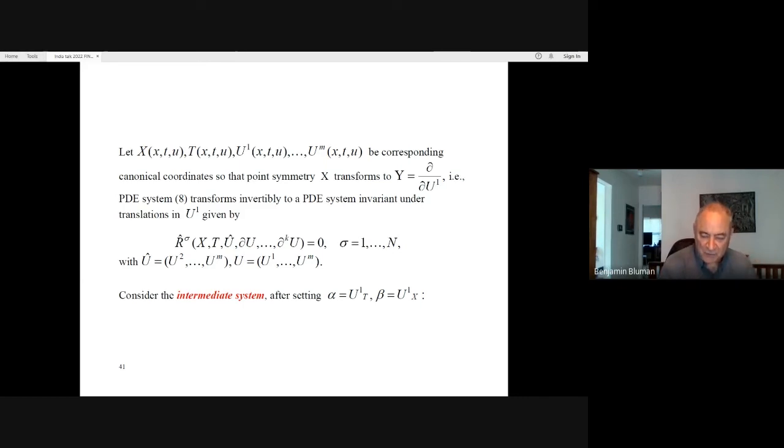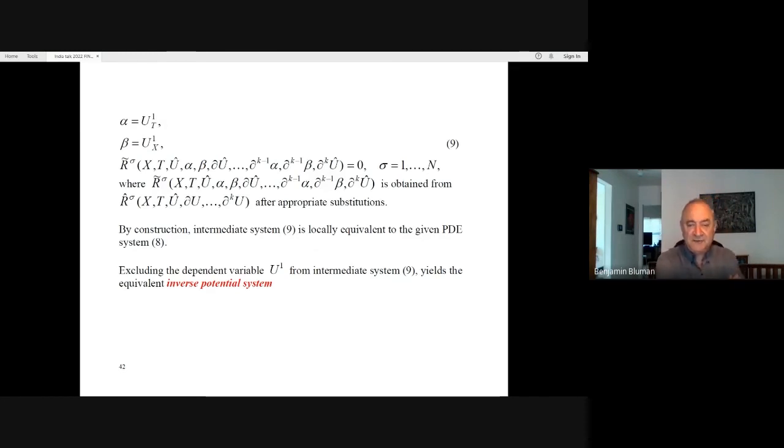So now we do what we did for the reaction diffusion equation. We consider the intermediate system by picking the standard way of getting a system from a PDE system, and that's to take the first partials: alpha is u1t, beta is u1x. If you had more than two independent variables, this would be the gradient. Here we have the equations, where the R squiggle sigma is obtained from the other one after appropriate substitutions. By construction, this intermediate system is locally equivalent to the given PDE system 8.